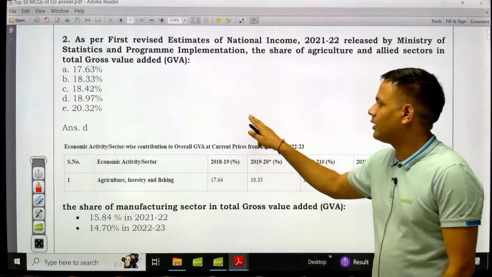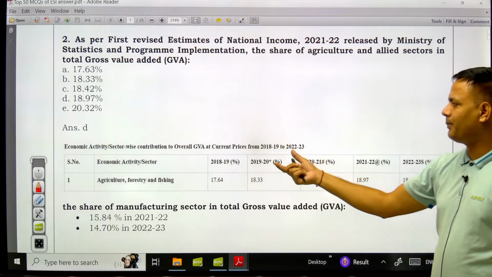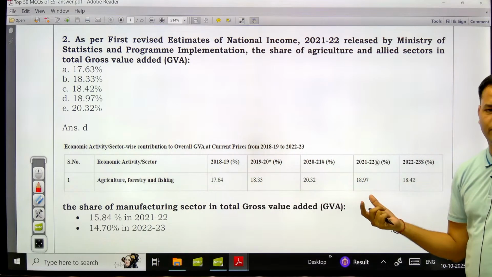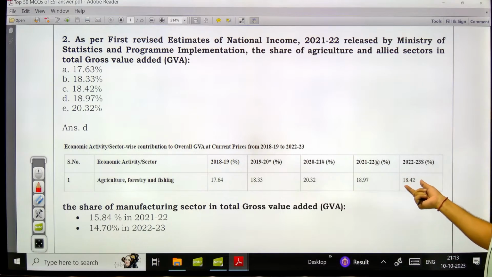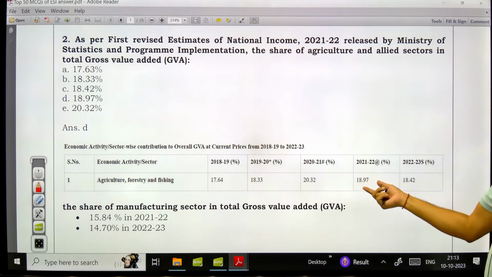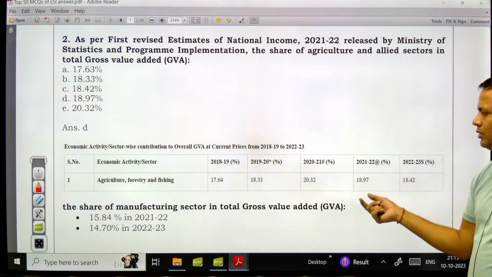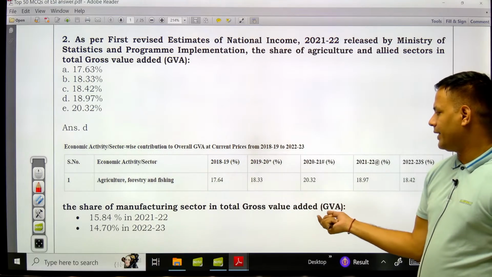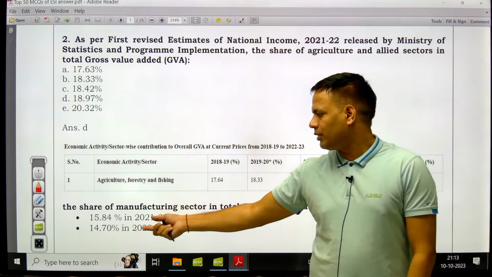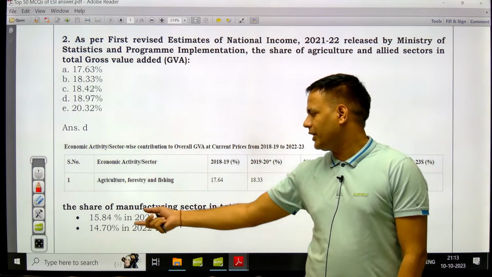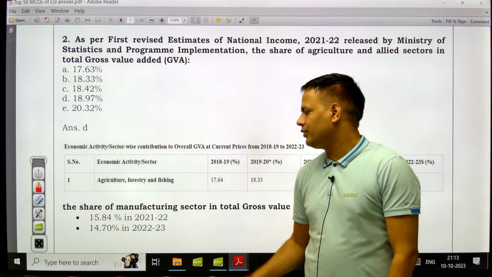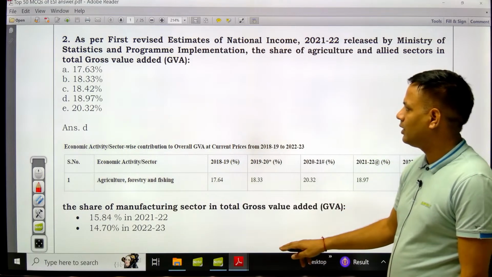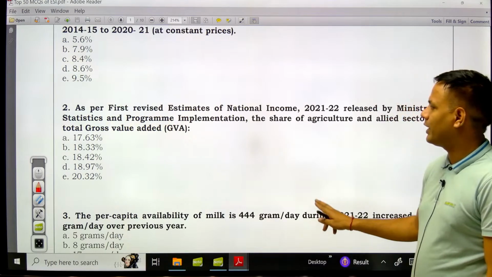This is the data. This table is taken from the PIB website. In 22-23, as of date, the 22-23 figures are not final. 18.42, 18.97 is for 21-22, and the share of the manufacturing sector in total gross value added, total GVA, is 14.7 in 22-23 and 15.84 in 21-22. So I will also share the PDF in our Telegram channel. Later on you can revise.